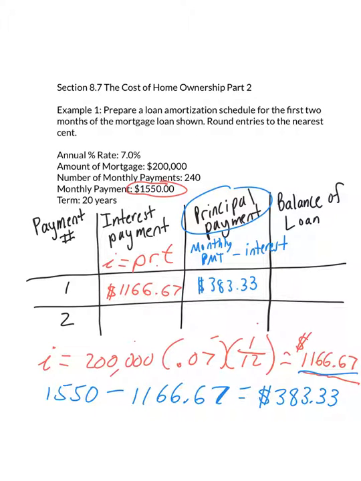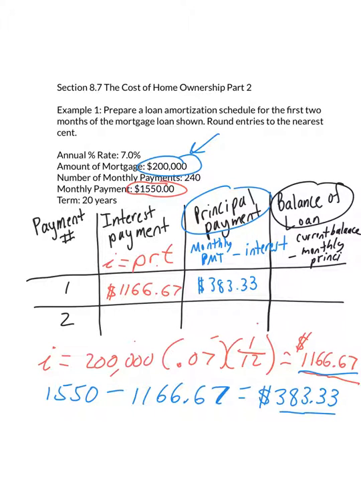So out of the $200,000 you borrowed for the house, the mortgage itself, in that first month, of your $1,550 payment, only $383.33 goes towards the $200,000 mortgage amount. So to find the balance of the loan in this last column, it's going to be subtraction again. We're going to take the current balance and we're going to subtract from it the monthly principal, what went towards paying off the loan, which is just the principal payment we've done in blue.